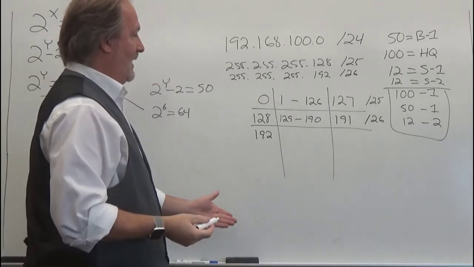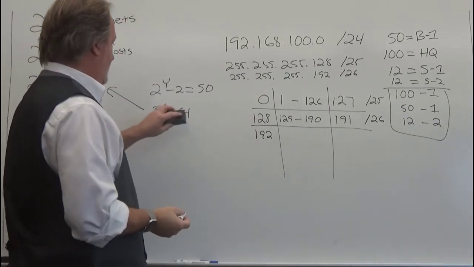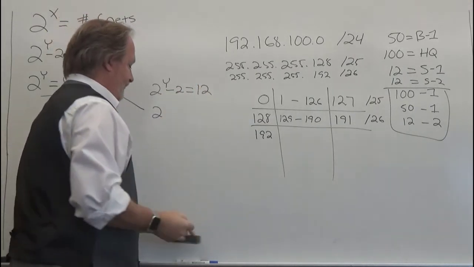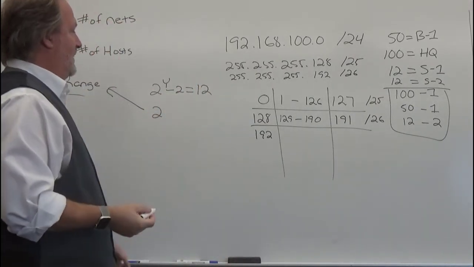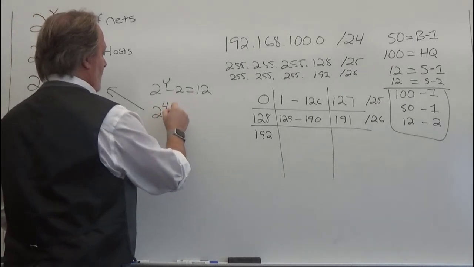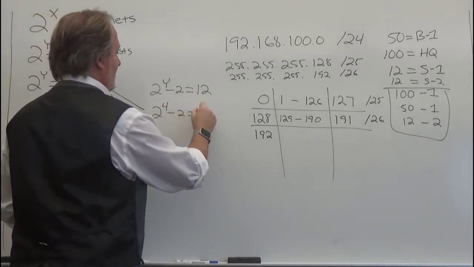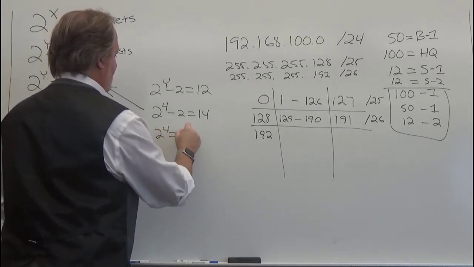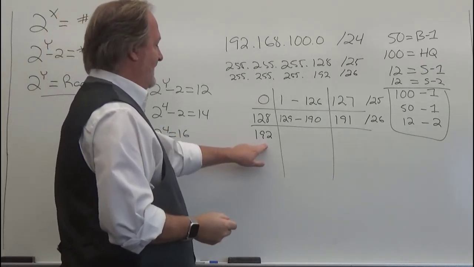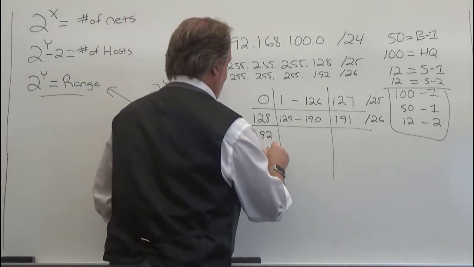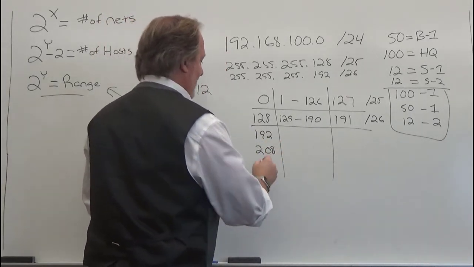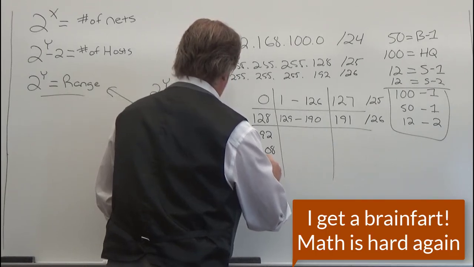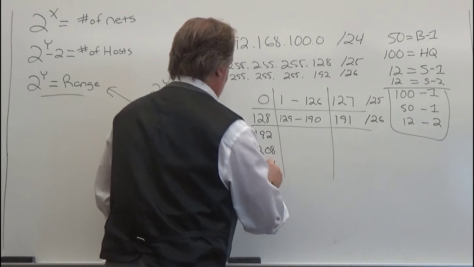All right, then we start the whole process again. So now we need to solve for 12. So 2 to what is going to give me 12? We know it's going to be 2 to the 4, because that's going to give me 16. Minus 2 gives me 14. And we know that 2 to the 4 is 16. So if I add 16 to this, I get 208. And if I add 16 to that, I get 224. Brain farted there for a minute.